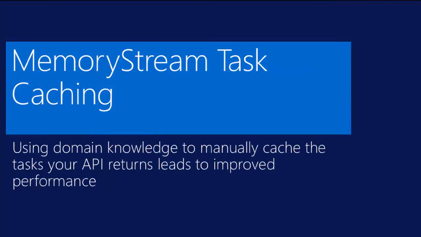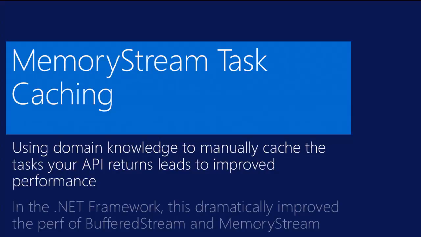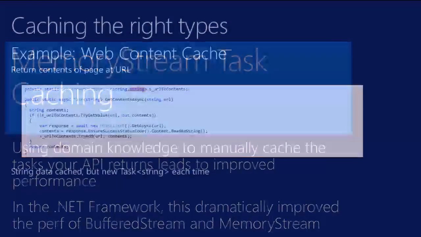And so using domain knowledge that you have about the nature of your API can let you decide to cache tasks in a way that will lead to improved performance for your callers. And in the .NET Framework, internally, we were able to use this fact to dramatically improve the performance of BufferedStream and of MemoryStream, which have this characteristic.